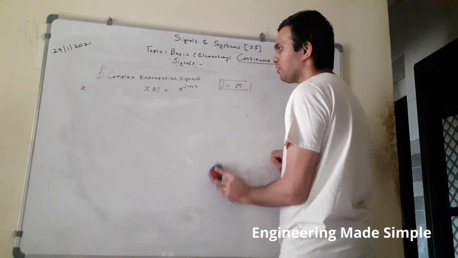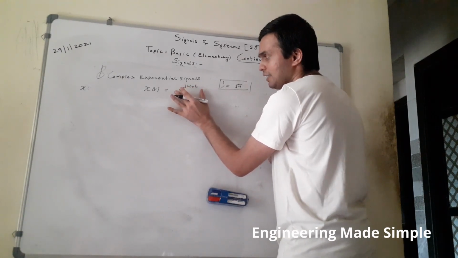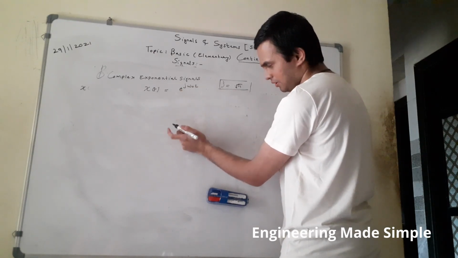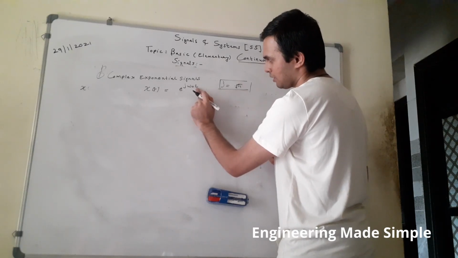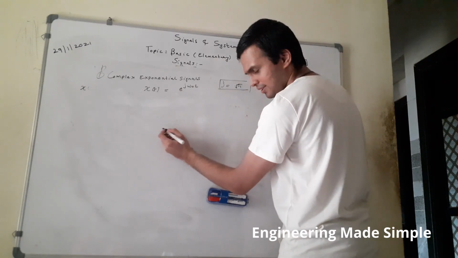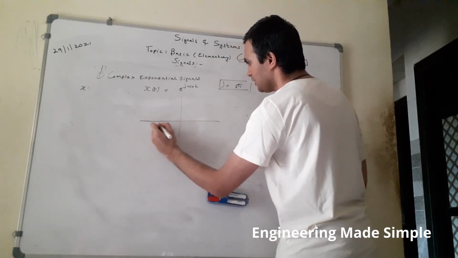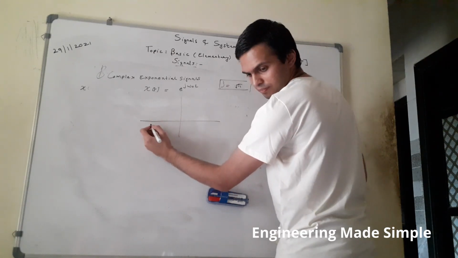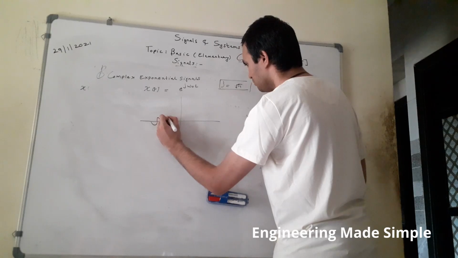So now the first case is an increasing type of exponential signal, because there is no negative sign in the exponentiation power. Now let us start drawing its plot. So this is the increasing complex exponential signal, and my amplitude will go on increasing gradually.